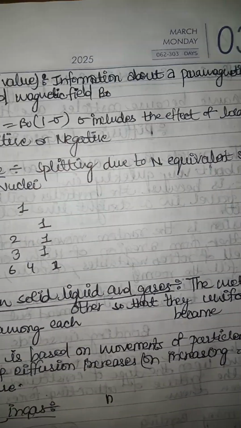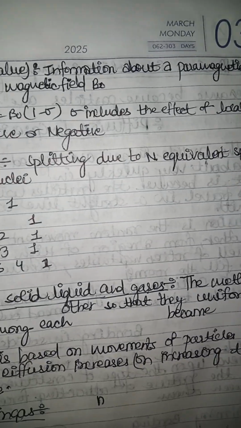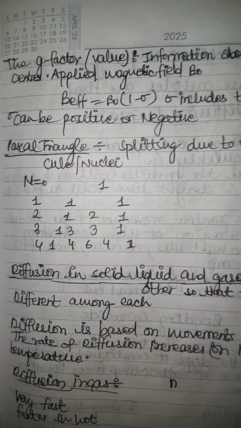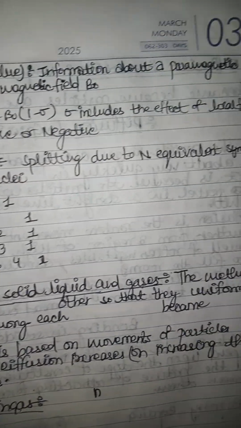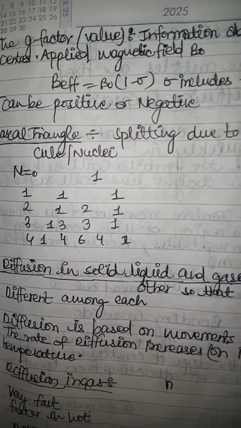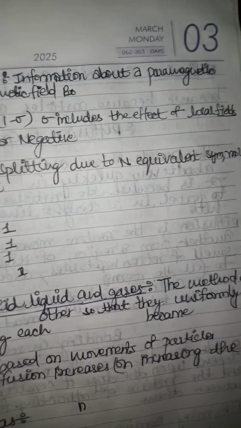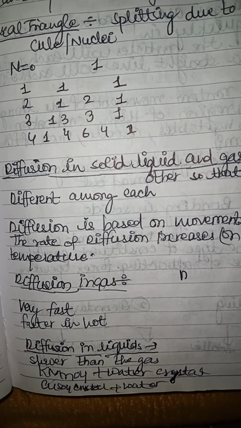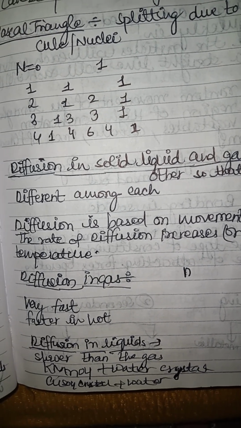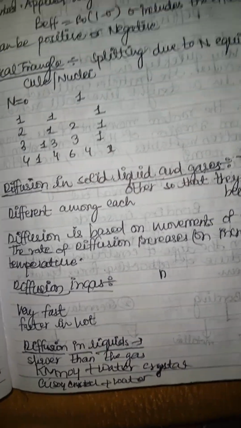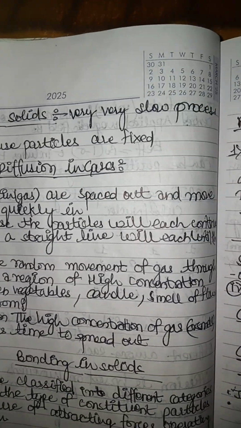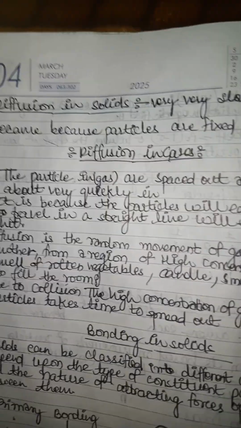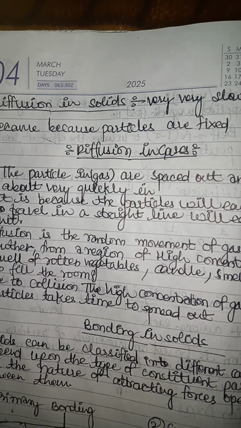Diffusion in solids, liquids, and gases. The molecules spread uniformly among each other. Diffusion is based on the movements of particles, and the rate of diffusion increases on increasing the temperature. Diffusion in gas is very fast, faster when hot. Diffusion in liquid is slower than in gas, for example copper sulphate CuSO4 crystal plus water. Diffusion in solid is a very slow process because particles are fixed.